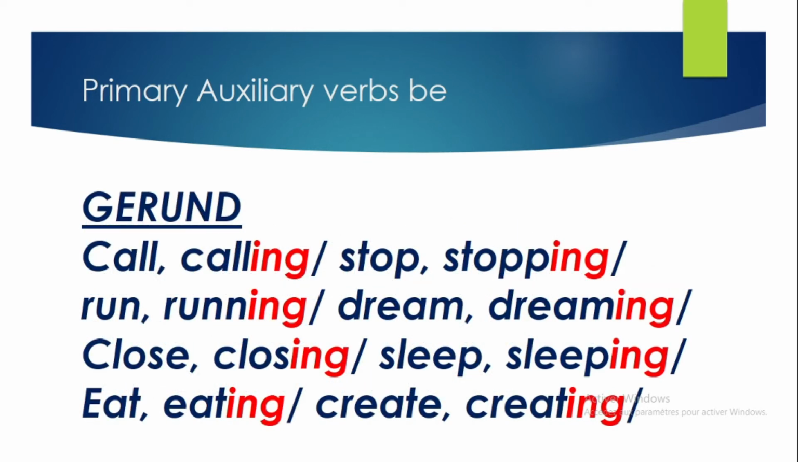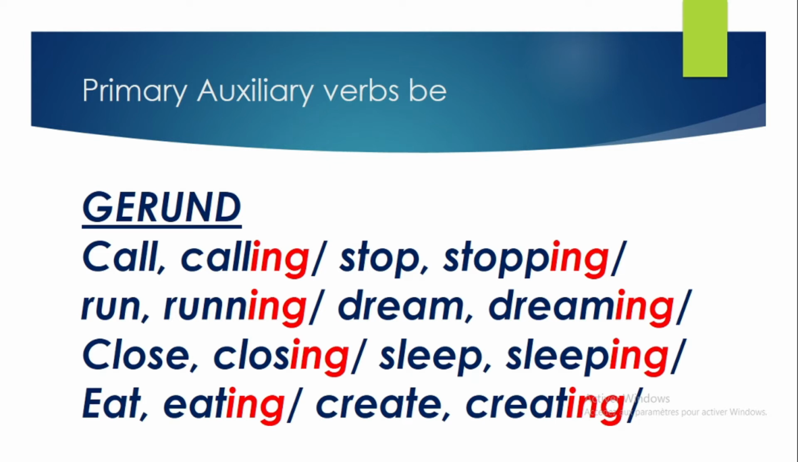Okay, so we're gonna take a look at some verbs and their gerunds. Okay, so we have the verb call. The present participle is calling. Stop, stopping. Run, running. Dream, dreaming. Close, closing. Sleep, sleeping. Eat, eating. Create, creating. So you need the ing form of those verbs if you want to present the progressive aspect of those verbs.